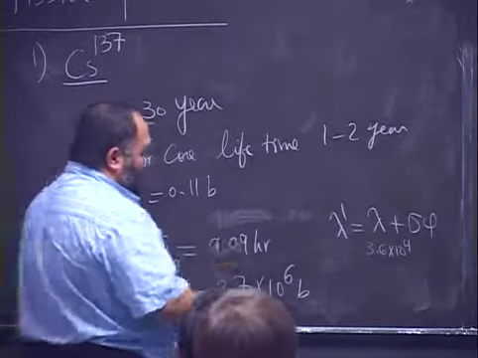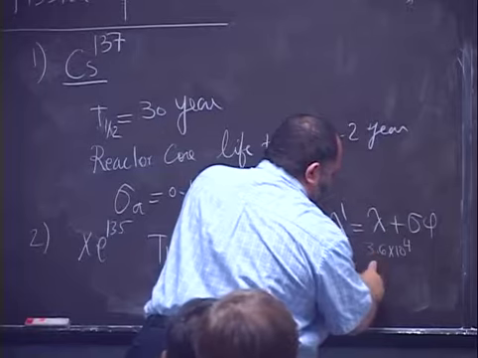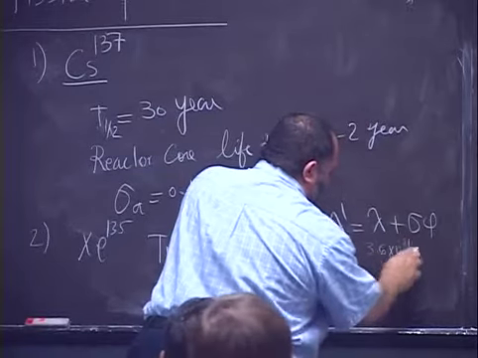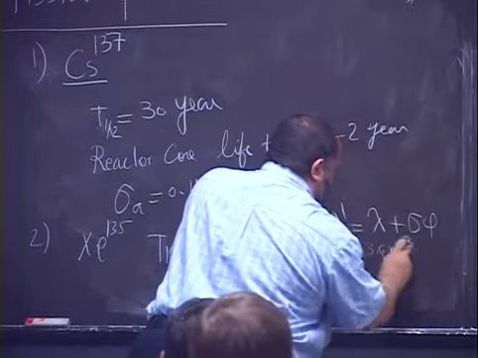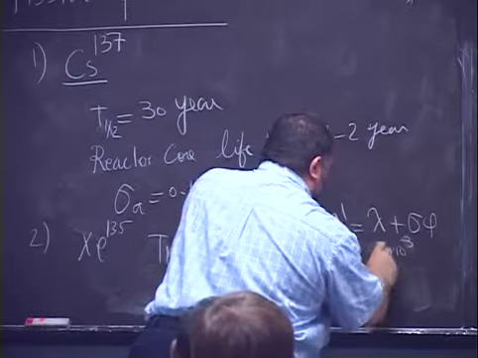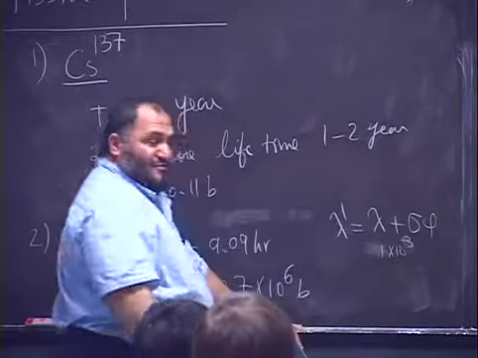Divided by this. So this will be one third, which is 0.3. It will take one of those. So you will have something like 1 × 10^-3 for lambda.